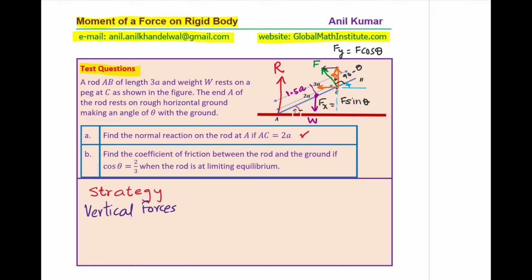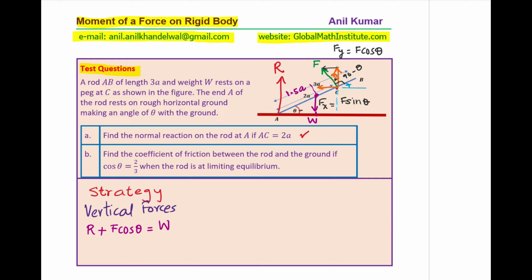So that is the direction of the weight, and that is the force. Now, if you take the vertical moments, then we know the upward forces are R plus F of y, which is F cos theta. That should be equal to the weight, which is the downward force. So this gives you a relation between R and W, right?